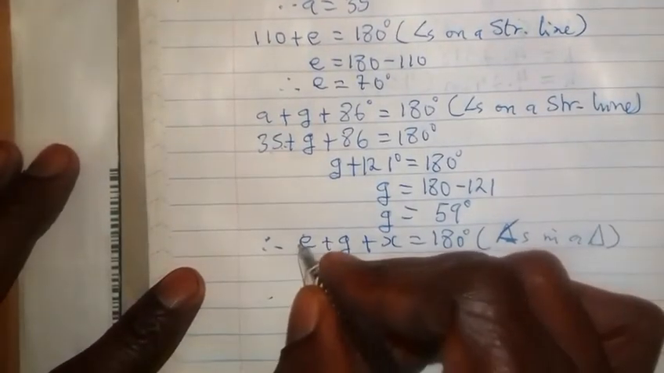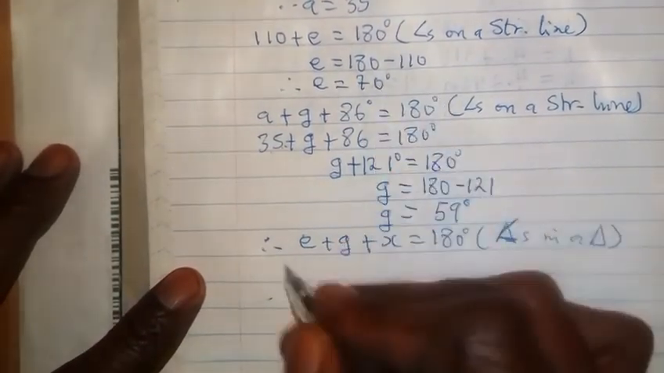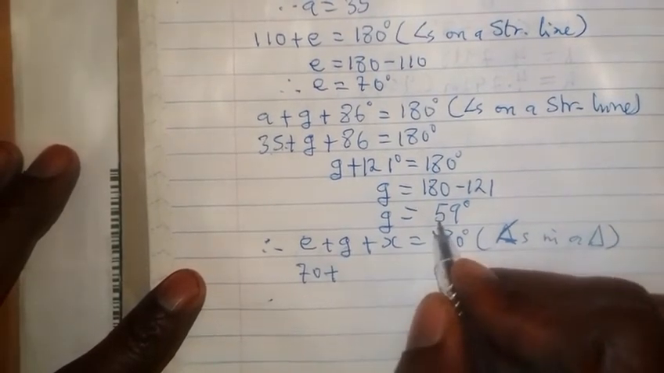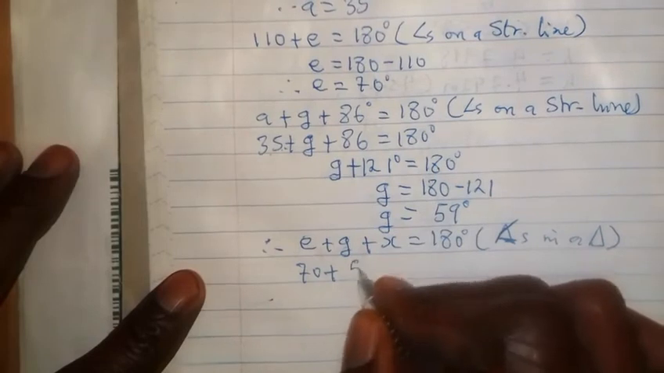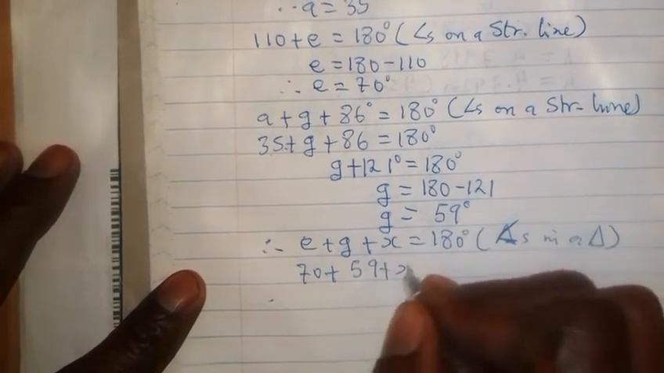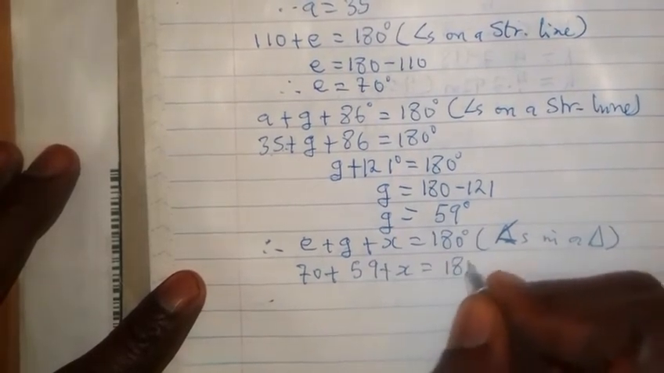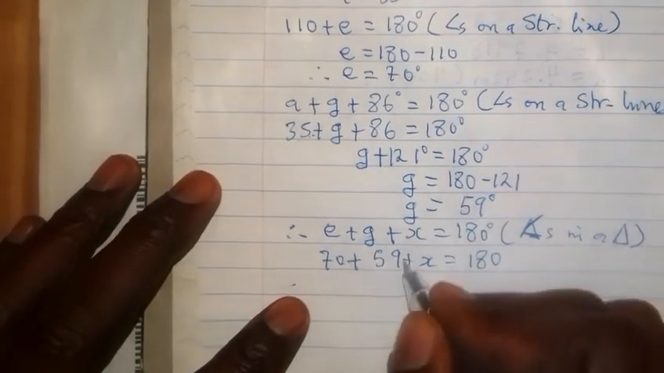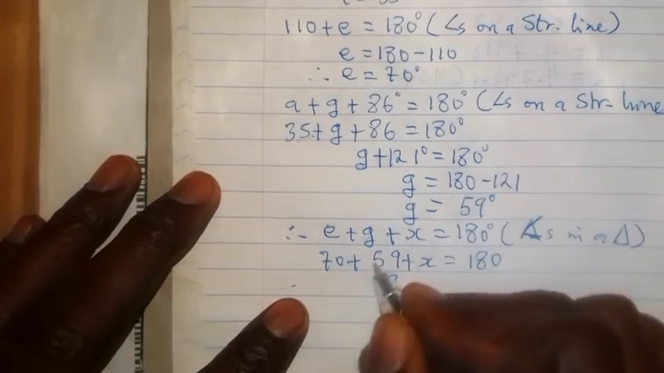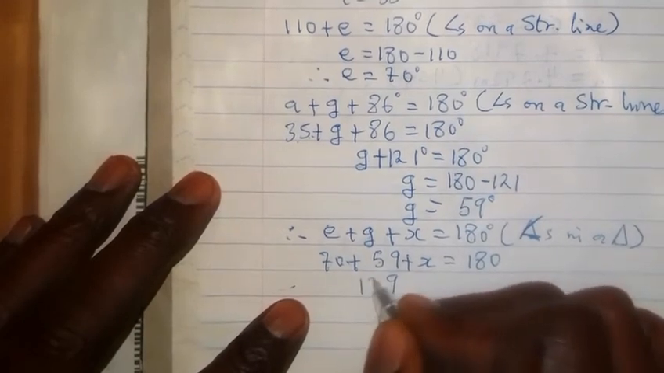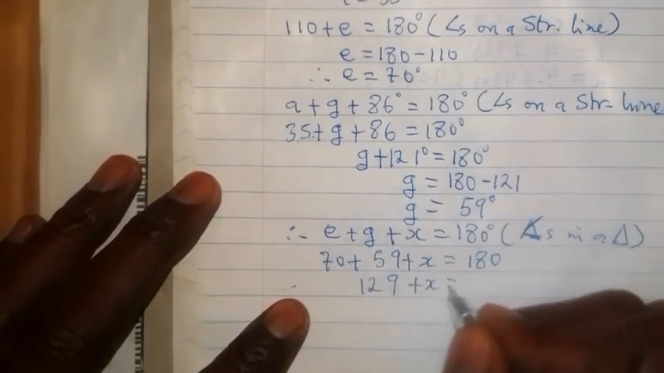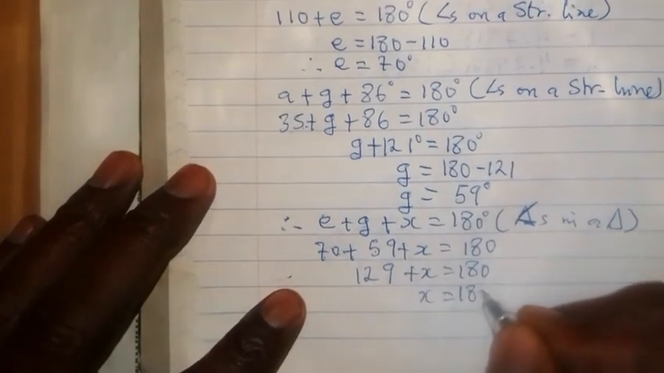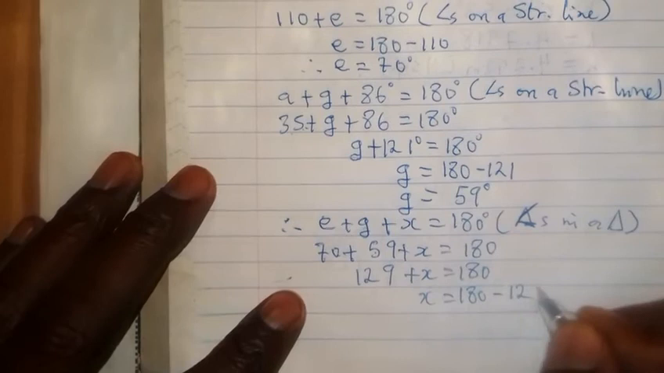So now what do we do here? What is the value for E? E is 70, we'll write it out, 70 plus G. What is the value for G? G is 59, we'll write it out, 59. Then x is what we are looking for, and everything equals 180. So at this point, 0 plus 9 is 9, and 7 plus 5 is 12, so 129 plus x equals 180. So x will become 180 minus 129.